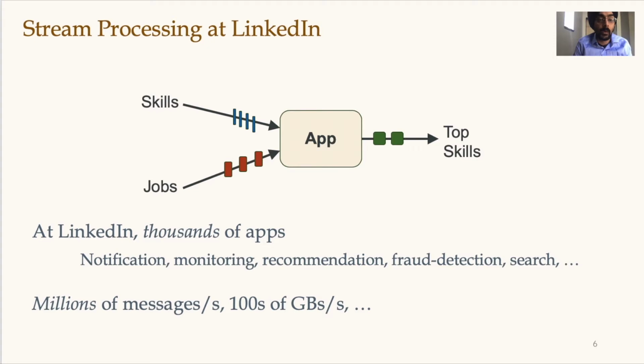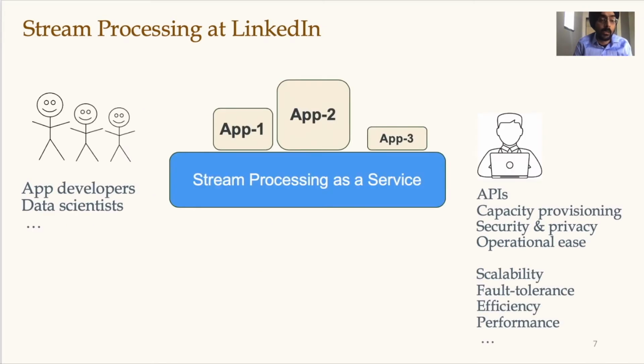At LinkedIn, we run thousands of such apps which fall into different logical categories, processing millions of messages per second, translating to hundreds of gigabytes of data per second. And the way stream processing works for us is by providing it as a service. What that means is we provide SDKs and APIs for users, which are typically app developers or data scientists, that they use to write their logic, while the service bears the onus of maintaining and managing the app in terms of capacity provisioning, operational issues, security of the apps, and the standard desirables of scalability, efficiency, fault tolerance, performance, and so on.